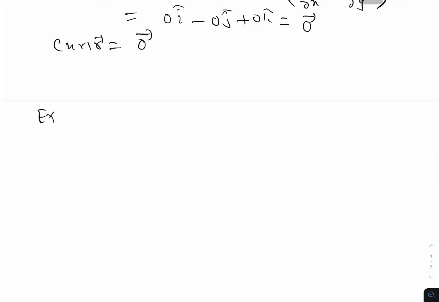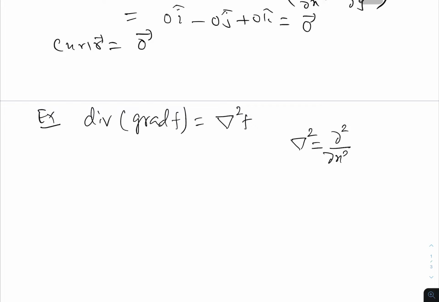Let us take one more example. Let us prove that divergence of gradient of f is del square f. See, this del square operator is del square by del x square plus del square by del y square plus del square by del z square. That is the del square operator. It is also called a Laplacian operator.